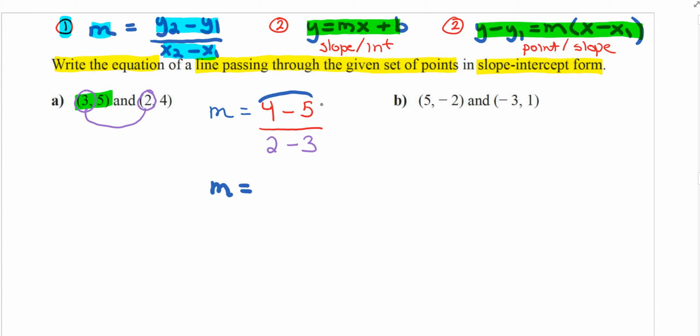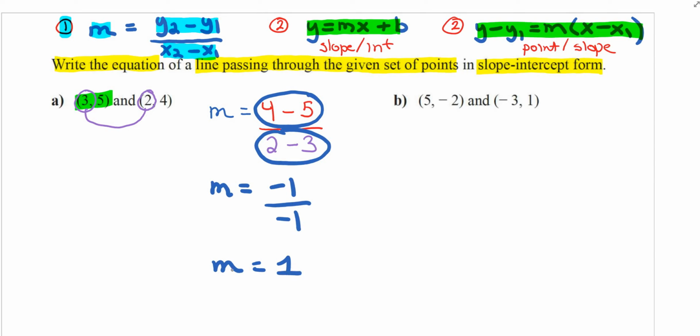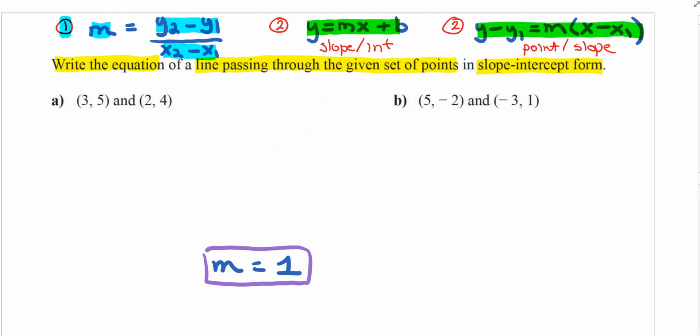All right, so 4 minus 5 is going to be -1, divided by 2 minus 3, which is going to be -1. So -1 divided by -1 is just +1. So my slope here is +1. From there, I can now move on to find the equation. I can use y equals mx plus b, or I can use y minus y1 equals m times x minus x1. It really doesn't matter. For this first example, I will go ahead and just use the equation y equals mx plus b.